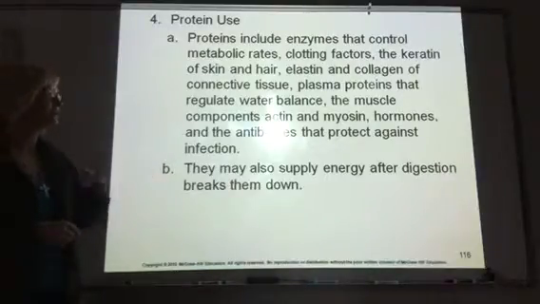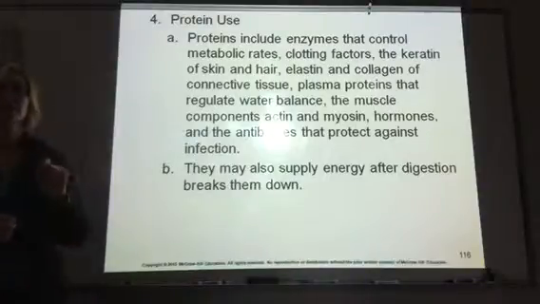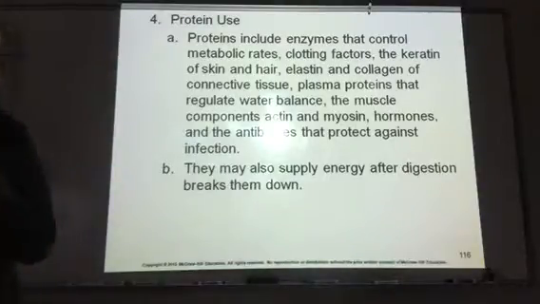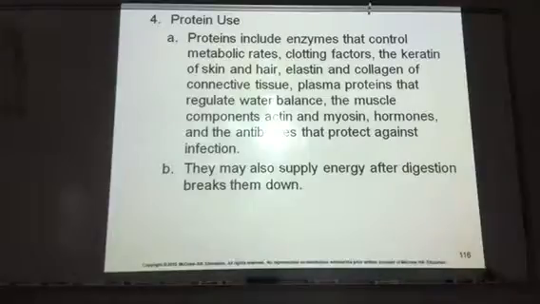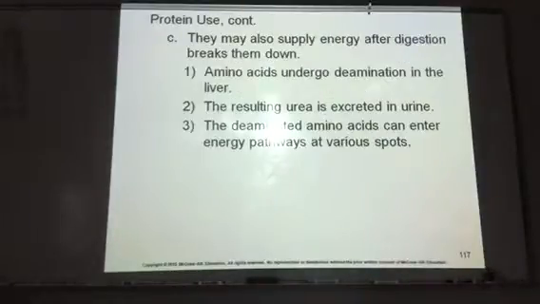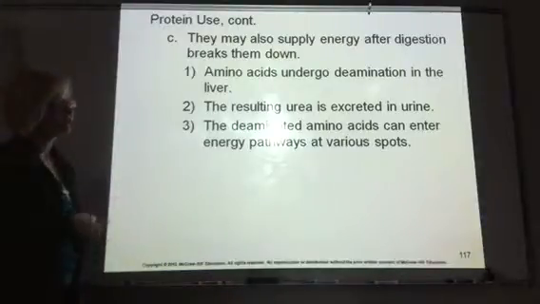Protein is also a source of energy, but it's a later source of energy. Your body's going to break down carbohydrates first before it would turn to protein for a source of energy. Your proteins supply energy after digestion.